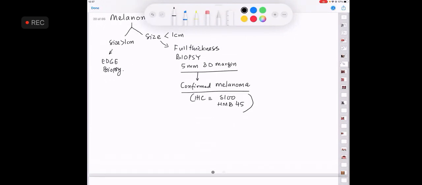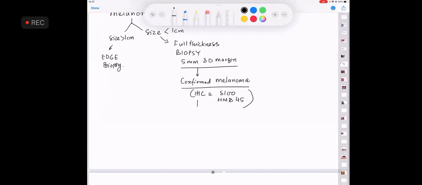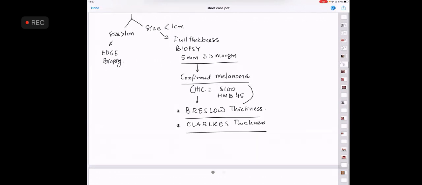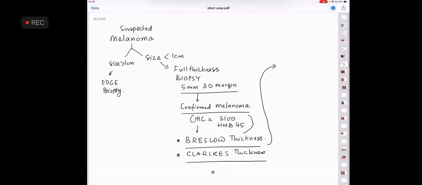Now, so if there is full thickness biopsy, assess for something called as Breslow thickness. Now, this is again something that I used to teach, but I do not feel this is important now at MBBS because you are not asked questions. Dermatologists sometimes do ask you what is the Clark's and the Breslow's thickness, and depending upon the Clark and the Breslow's thickness, you determine the next step.